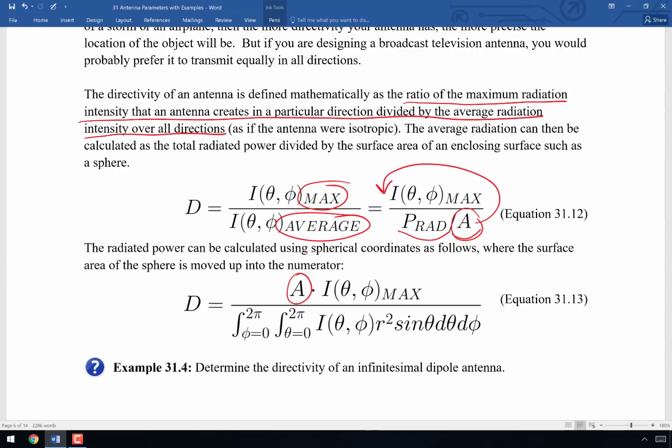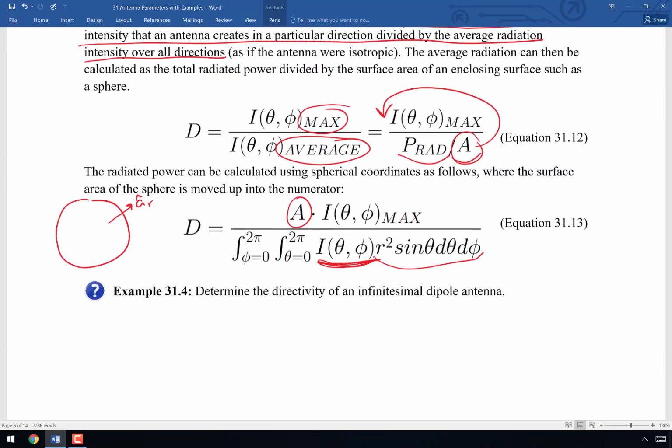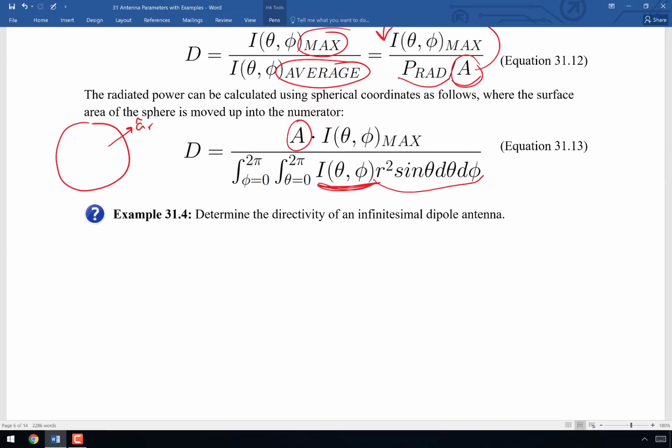The radiated power is typically the Poynting vector. So the intensity I is the Poynting vector. This r squared sine theta d phi is the surface area in spherical coordinates in the r direction. If you think about the sphere that we're working with, it's in the a sub r direction, so we want r squared sine theta d phi. If you can do this integral in the denominator, then you can calculate the directivity of an antenna with perfect precision. That integral can be very challenging sometimes, but we can in fact do it for the infinitesimal dipole.